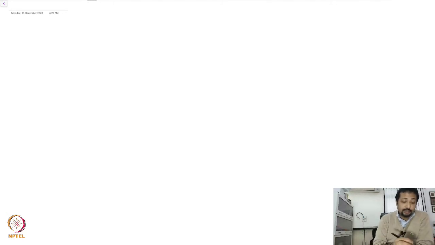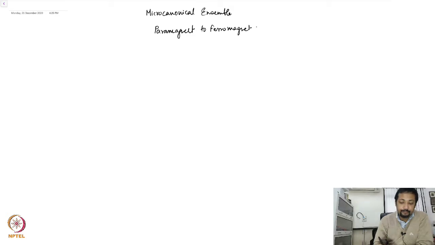So, in the previous lectures, we have used the microcanonical ensemble to look at a paramagnet to ferromagnet transition, and we have also looked at an ideal gas where the Hamiltonian is the sum over i of p_i squared over 2m.